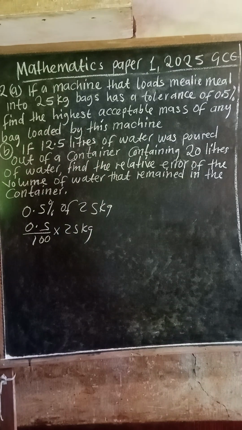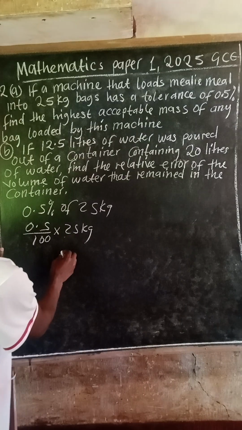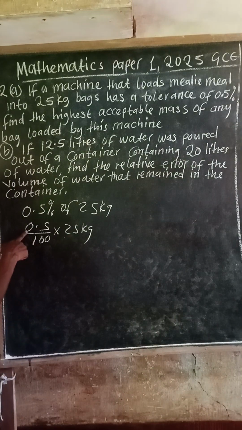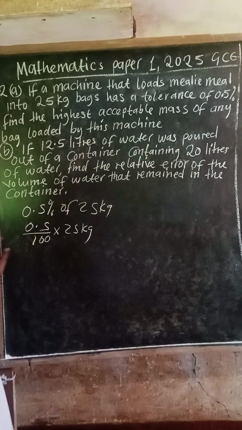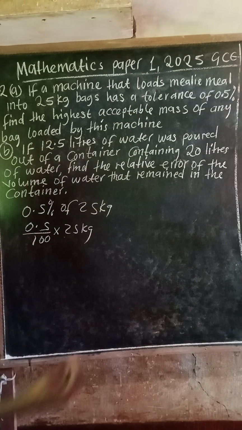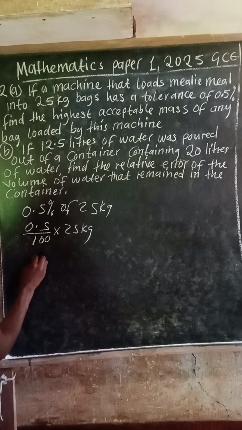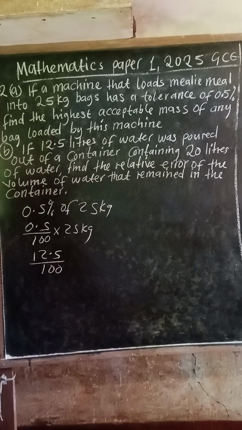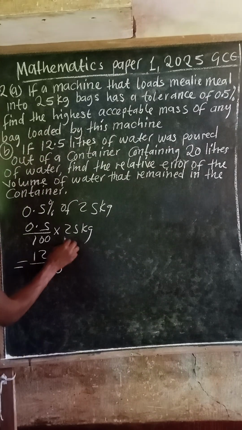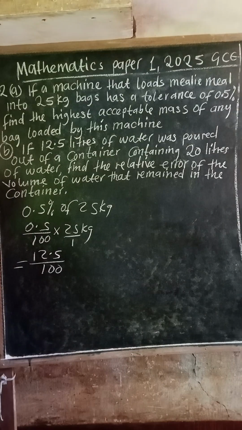Then from there we can simplify further. What do we do now? Here we multiply 0.5 times 25. The answer is 12.5 over 100. We multiplied 0.5 times 25 to get 12.5, then 100 times 1 is 100. Then from there, you divide. What are you going to have?